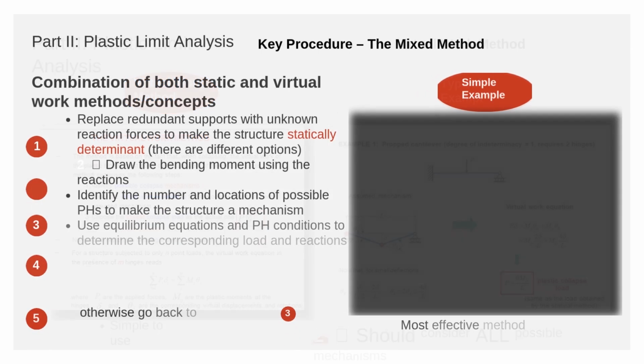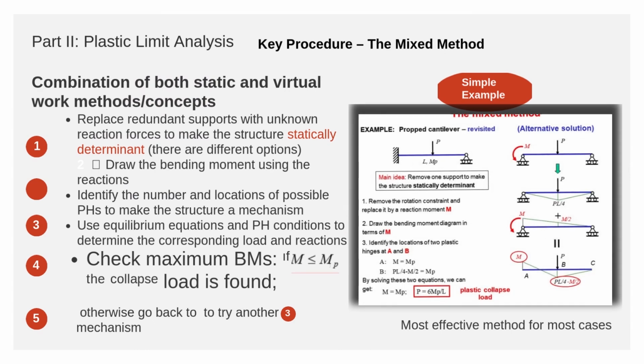Replace redundant supports with unknown reaction forces to make the structure statically determinate. There are different options. Draw the bending moment using the reactions. Identify the number and locations of possible PHs to make the structure a mechanism. Use equilibrium equations and PH conditions to determine the corresponding load and reactions. Check maximum BMs. If moment is less than or equal to plastic moment, the collapse load is found, otherwise try another mechanism. The mixed method is the most effective method for most cases.